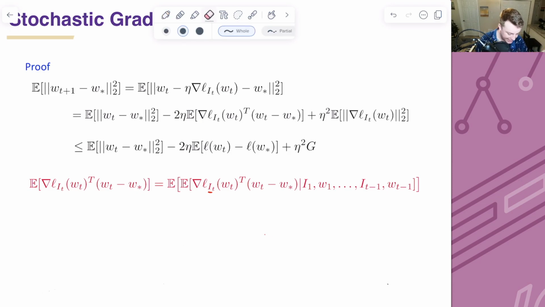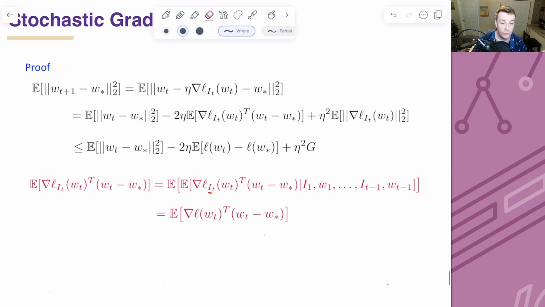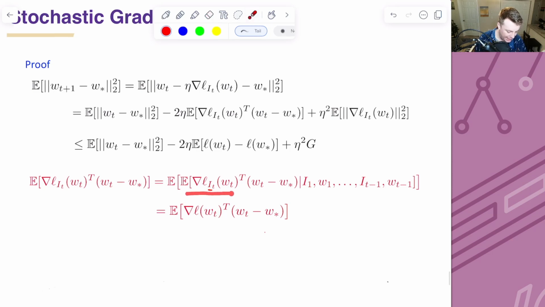This is great because now this expectation is easier to solve. In this inner expected value of the gradient transpose the difference between w_t and w star, the w_t minus w star is no longer a random variable, so that's just a value. I can pull that out of the inner expectation. That means we're just left with the expected value of the gradient at index i_t, and like we said before, the expected value of our gradient for index i_t is just the overall gradient.